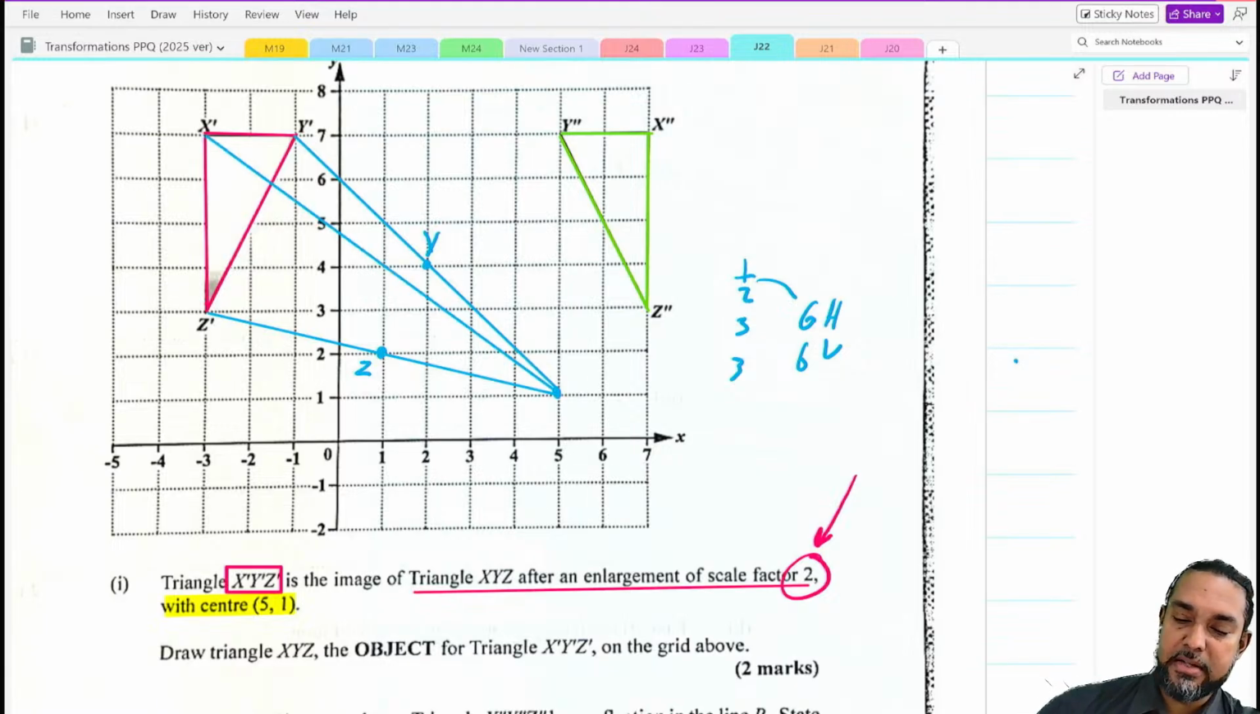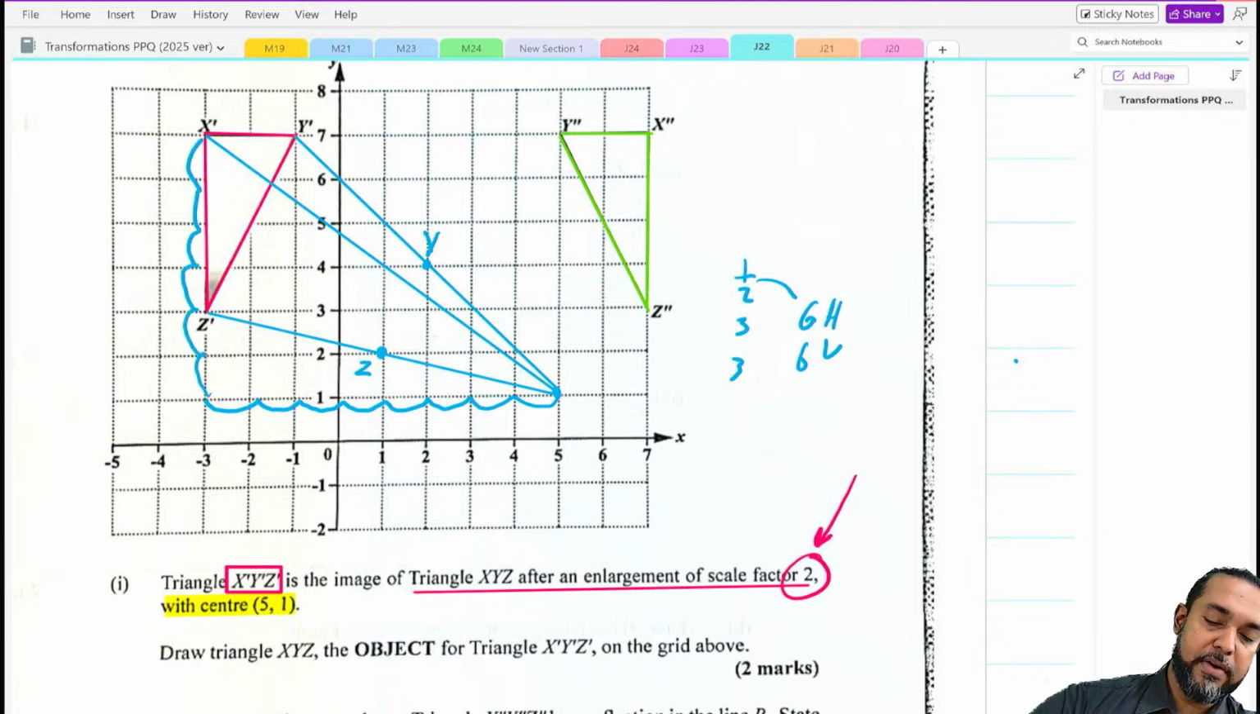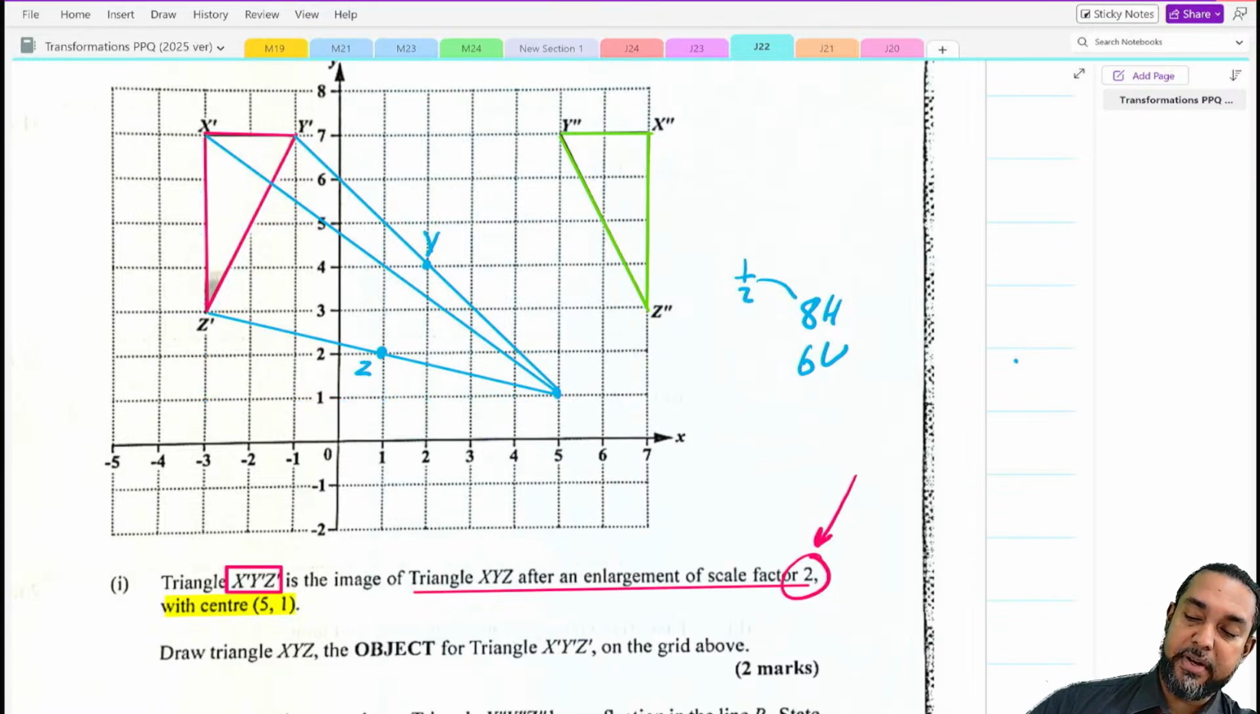Right, okay, so for that last line now, 1, 2, 3, 4, 5, 6, 7, 8 horizontally, and then 1, 2, 3, 4, 5, 6 up. So this last one had 8 on the horizontal and 6 on the vertical. So now, to find the location of the original point X, we'd find half of those. Right, 1, 2, 3, 4, and then 1, 2, 3 up.